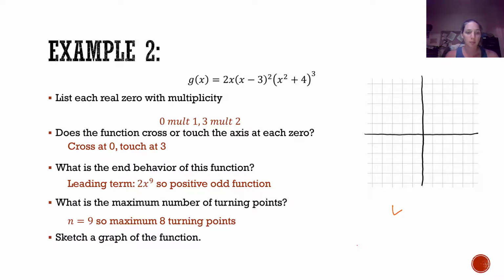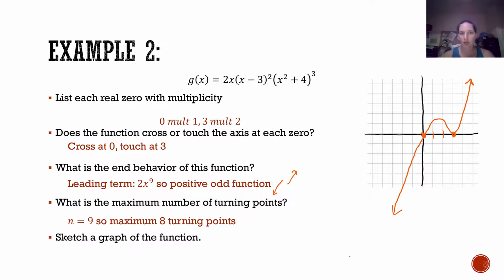What's the maximum number of turning points? 8, because the highest power of x was 9. And then I get this graph. Is it perfect? Again, probably not. This x squared plus 4 all cubed term is going to definitely change the shape going on here. But my y-intercept is 0, so I don't have to scale the y-axis, and so I can make it look about like this, and I have got the idea down.